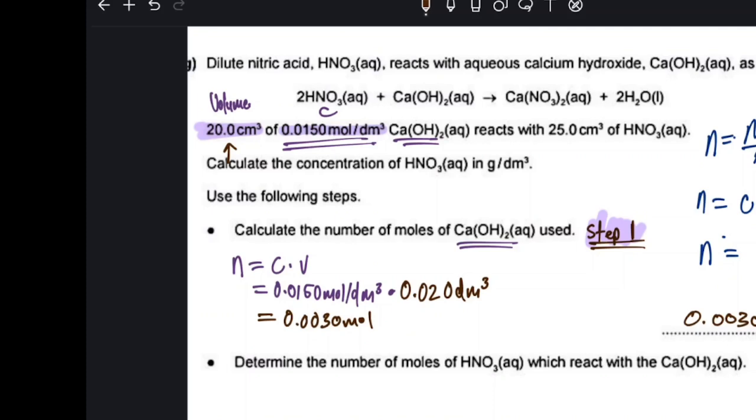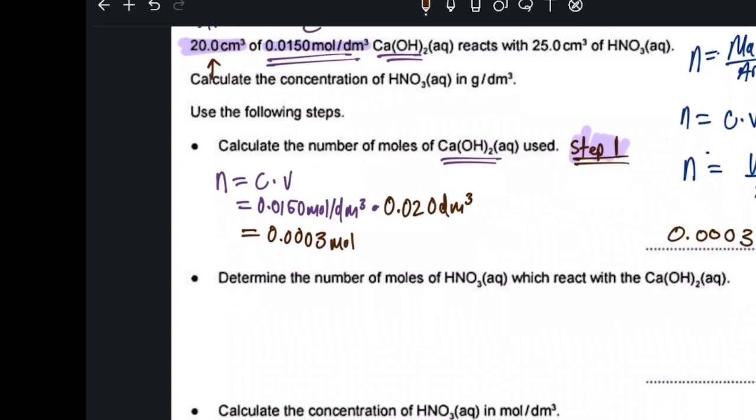Did you get that? Did you multiply in your calculators? Let me do it. 0.015 times 0.02, sorry. Oh, okay. It's actually 3 zeros. 0.0003 moles. So it's going to be 0.0003 moles. Are we together?